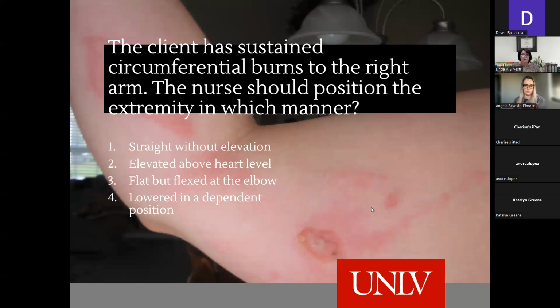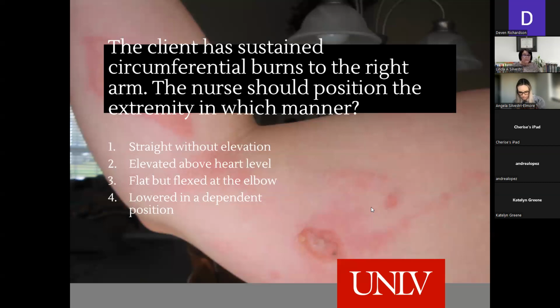Think about gravity, the concepts of gravity. Okay, so this is a circumferential burn to the right arm. We want to elevate that so we don't have any problems with circulation to that radial pulse, that peripheral extremity. And I think we might end up having a picture of that soon. But so you might have questions on this because we've been concerned about edema and concerned about circulatory status. So there we are with the ABCs.